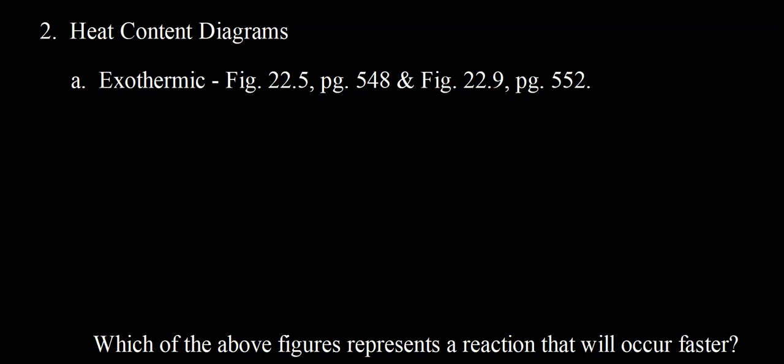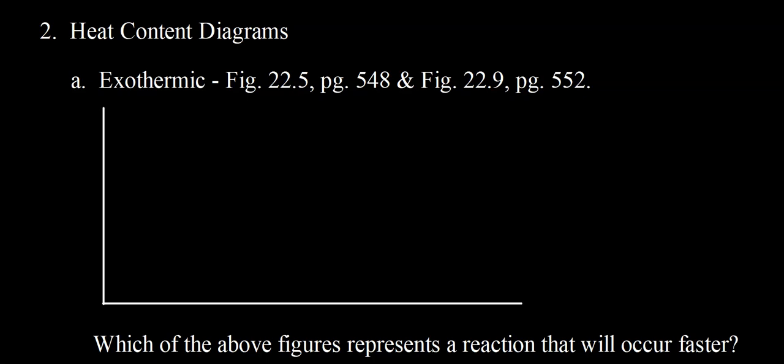So let's set up our axes. We can put one of several things on the y-axis. It could be heat content, also known as enthalpy. Symbol for that is H. Your book has energy. I like to put potential energy. So this is a graph showing the change in potential energy that occurs during a chemical reaction.